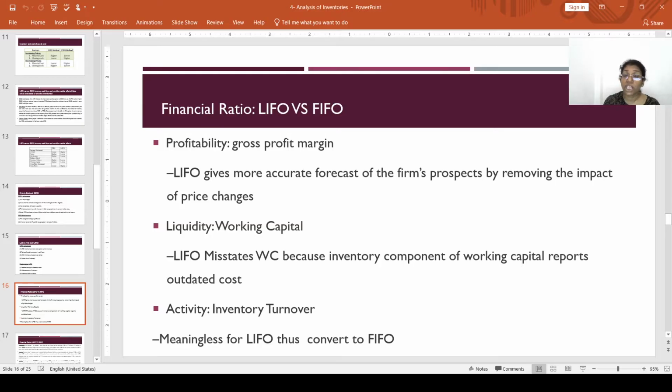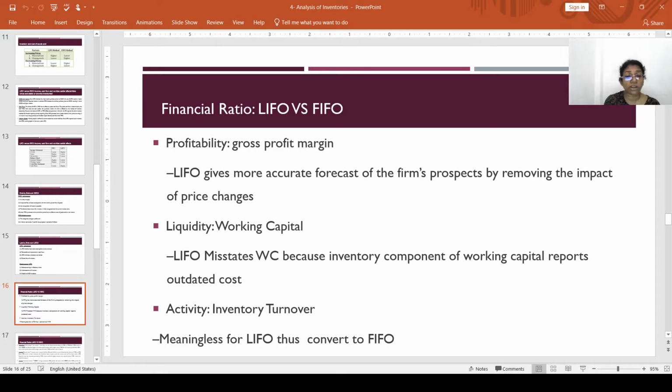What is the impact on the liquidity? Mainly the working capital. You know, the working capital is current assets minus current liabilities. Actually, in the FIFO method, our inventory value is higher than in the LIFO method. Therefore, LIFO misstates the working capital because the inventory component of the working capital reported may be outdated and is small. Because of that, our working capital will be lower in the LIFO method.